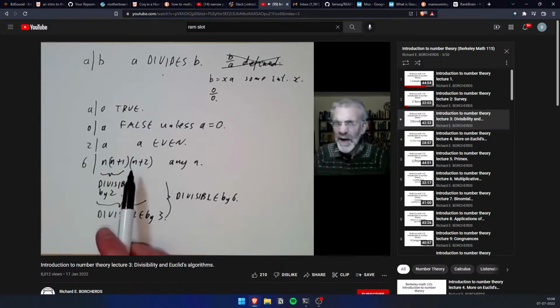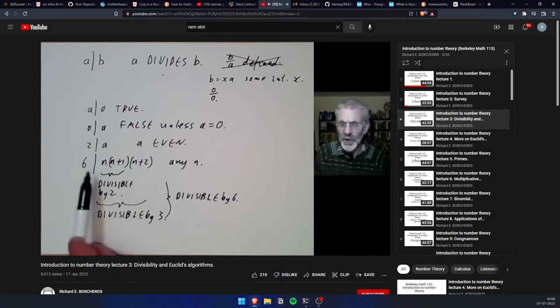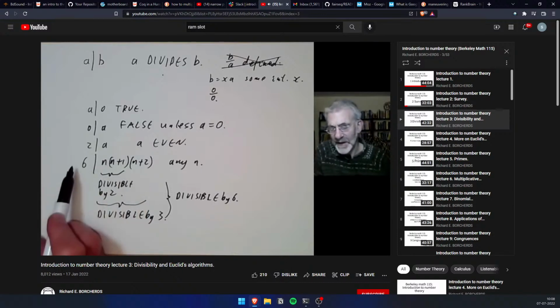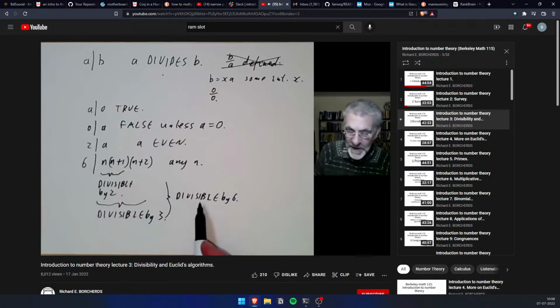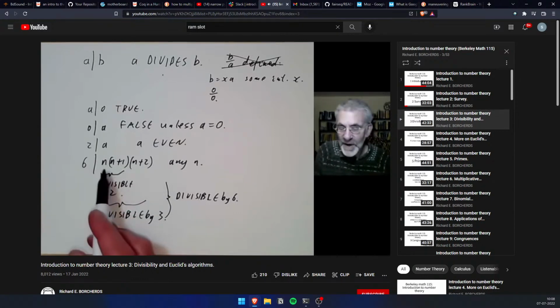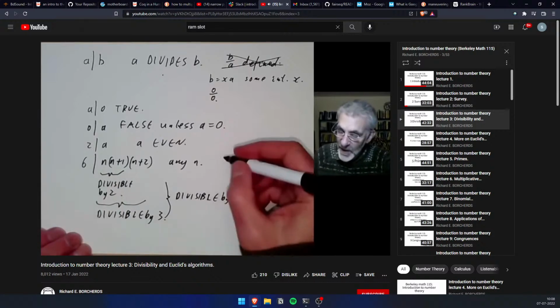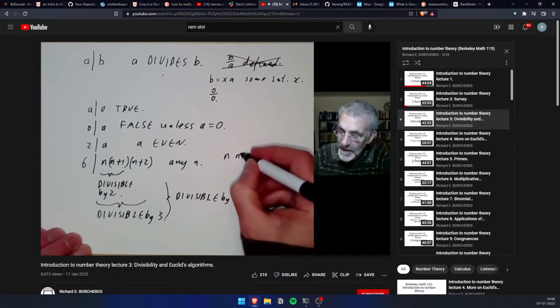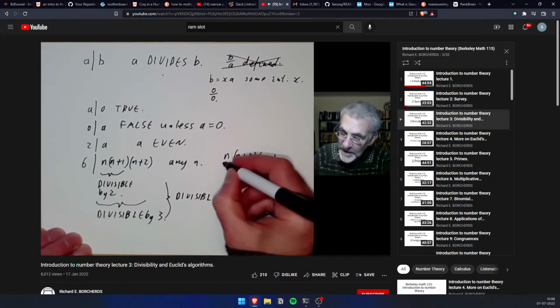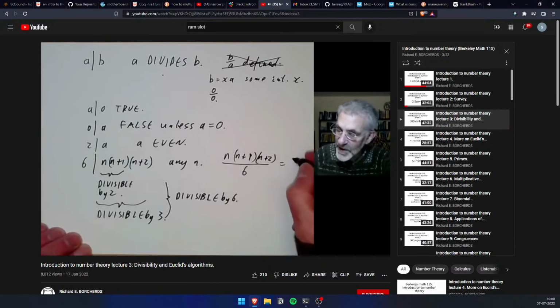Well, that's a rather clumsy way of proving this number is divisible by 6, because we've had to break 6 up into 2 and 3 and then do a separate little tricky argument on both of them and then put them together. And there's actually a much neater way to show this is divisible by 6, which is to identify it with a binomial coefficient. More precisely, n times (n plus 1) times (n plus 2) divided by 6 is just equal to the binomial coefficient (n plus 2 choose 3).